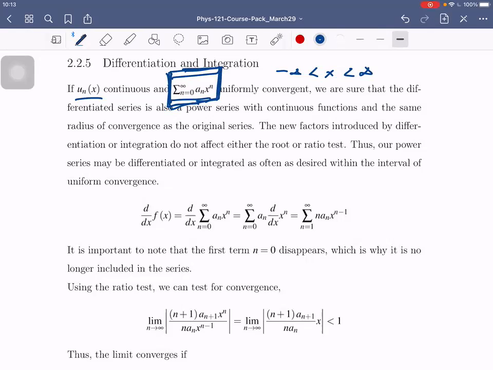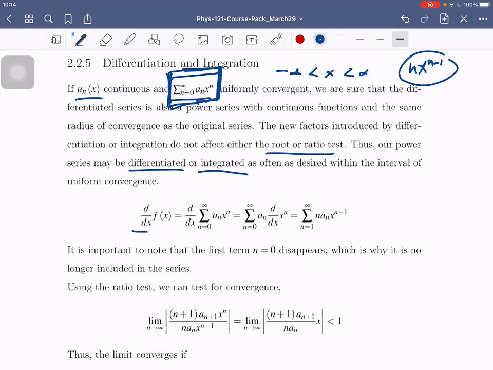So kasi kapag nag-differentiate ka, mababawasan yung exponent, di ba? Magiging x raised to n minus 1 yan. Then magkakaroon ka na n times x raised to n. Okay? Hindi naman siya makaka-affect sa ratio test natin kasi you can still test the convergence and will give you the same. Okay? So, ibig sabihin nun, ang power series can be differentiated or integrated as often as desired. So, kahit ulit-ulitin mo. And within that, of course, that's the limit, no? Kailangan nandun sa same uniform convergence.